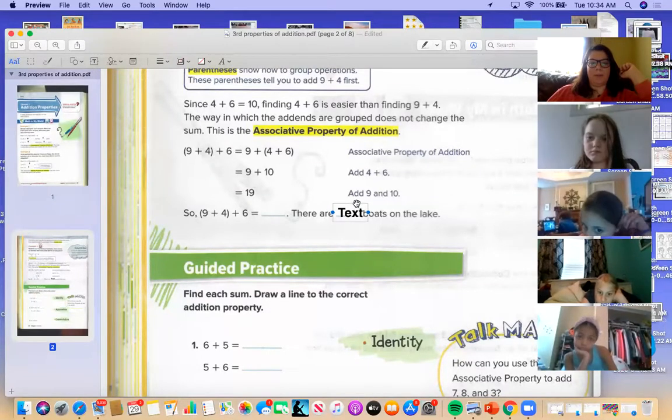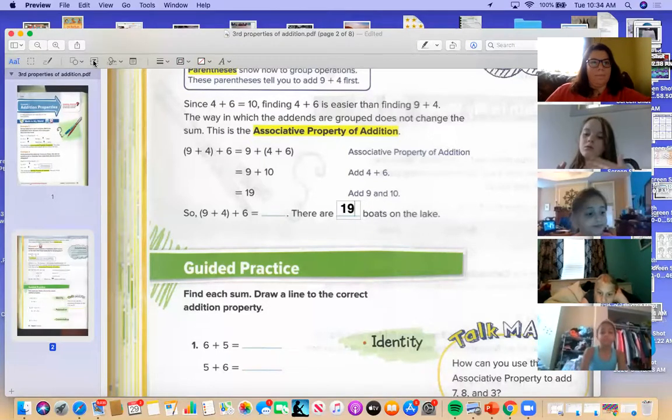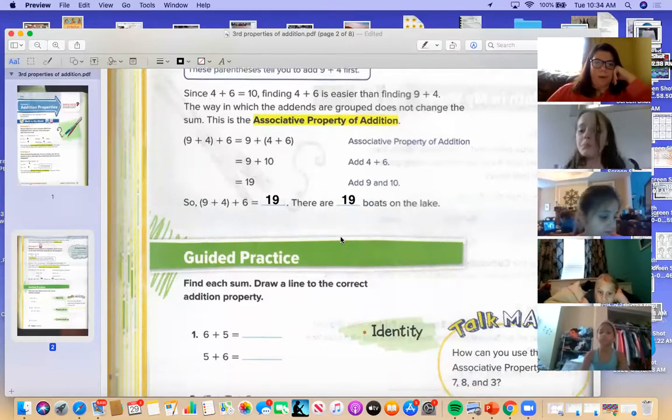Oh, that's nice. It showed up about where I wanted it to. There you go.